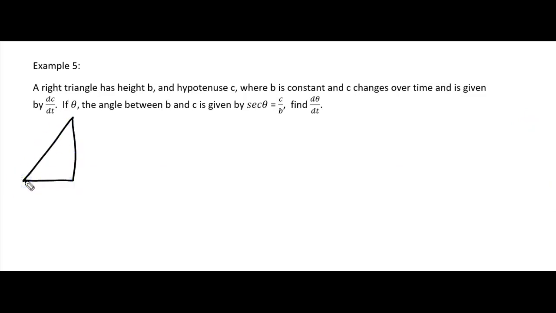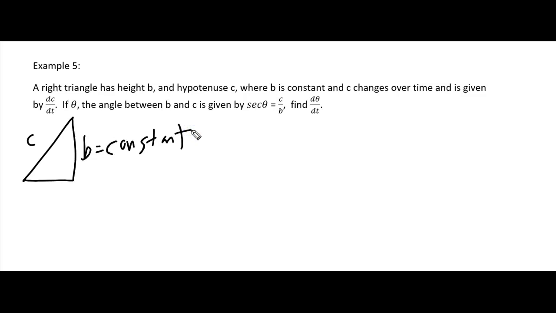The hypotenuse is c, and it's changing. But the height, that's not the height that I labeled, the height is not changing. It's b, it's just a fixed number. Now I'm going to label that. That's important. You'll see why that's important later on when we get into the problem.